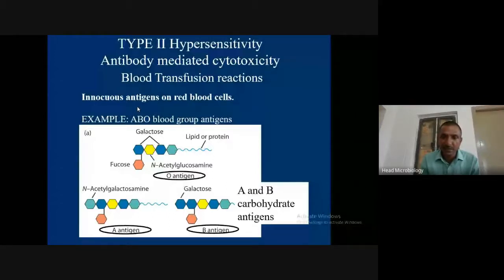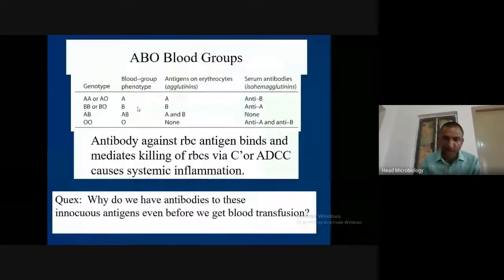Here different antigens affect them. These are the blood groups. Antibody against the RBC antigen binds and mediates the killing of the RBCs via ADCC, and causes systemic inflammation.